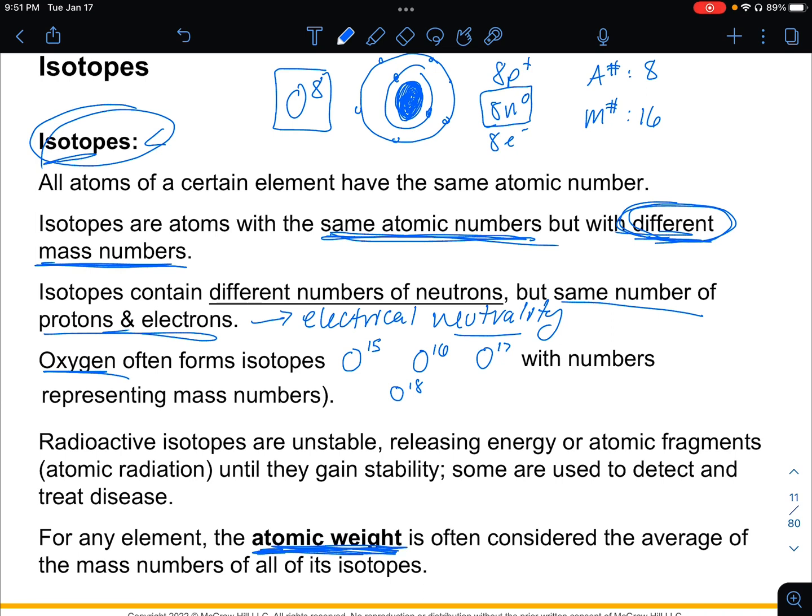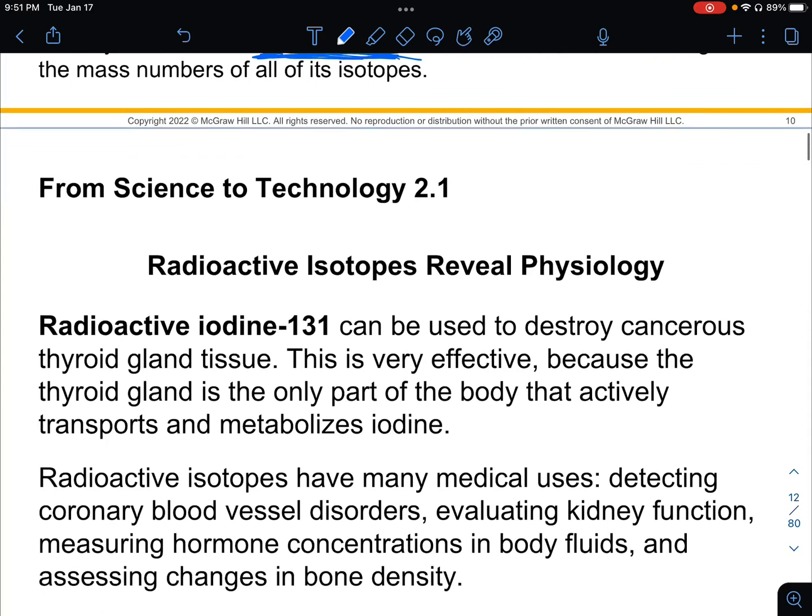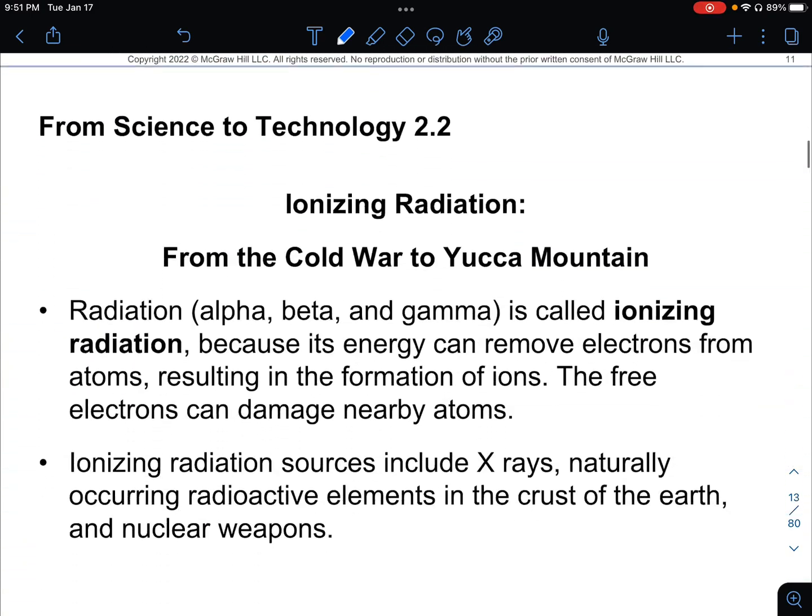And so when we look at the atomic weight, this is often considered the average. So that would be if we took all of these, if there were only 4 isotopes for the chemical oxygen, and we added them all together, and divide by 4, because there are 4 of them. That would give us our atomic weight of oxygen itself. Those are isotopes. So here's another clinical application.